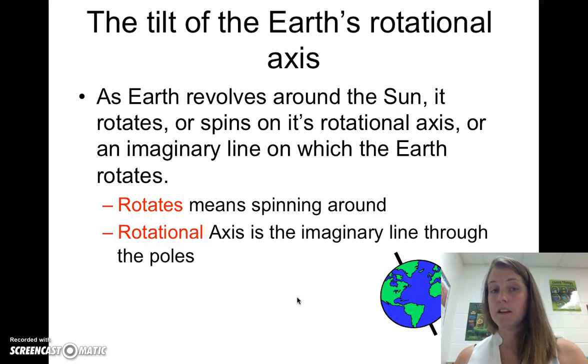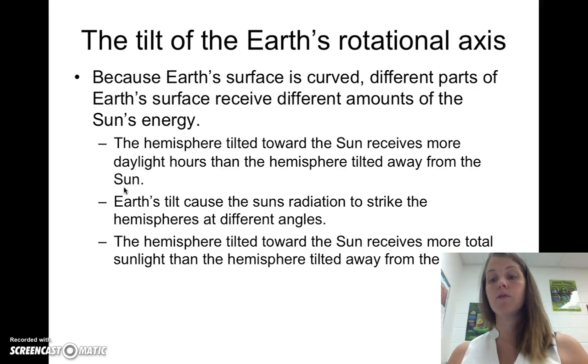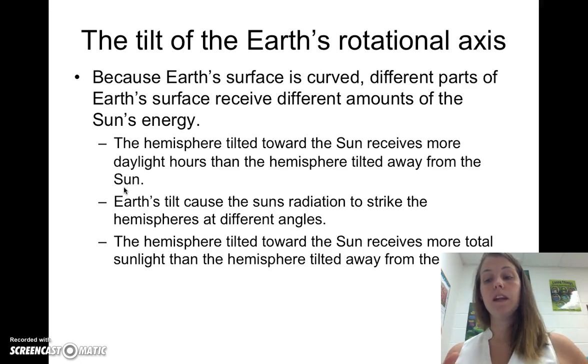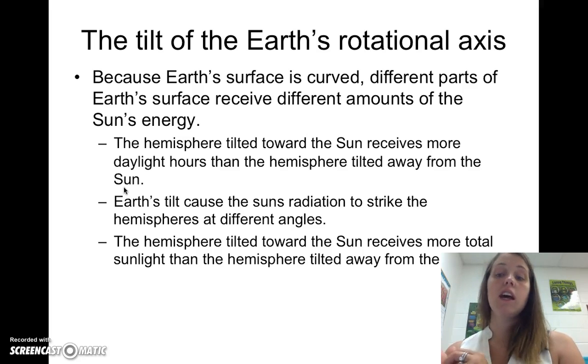The second thing that causes it is the tilt of the Earth's rotational axis. As I said before, we've got the Earth on this imaginary line, okay? And as it revolves around the sun, it rotates on this axis. Basically, during some points of its rotation around the sun, certain parts of the Earth are tilted towards the sun, meaning they get more light, more thermal energy, and at certain times they're tilted away from the sun, meaning they get less light, less thermal energy, and so it would be colder at that time.